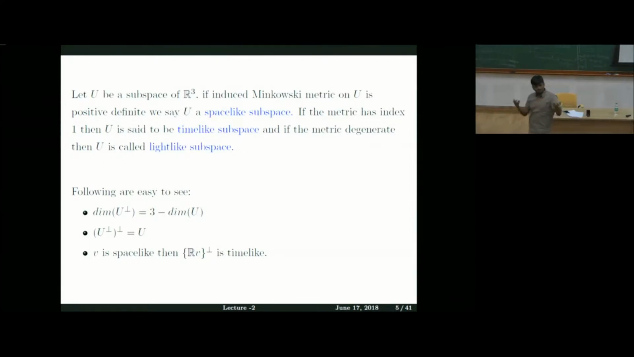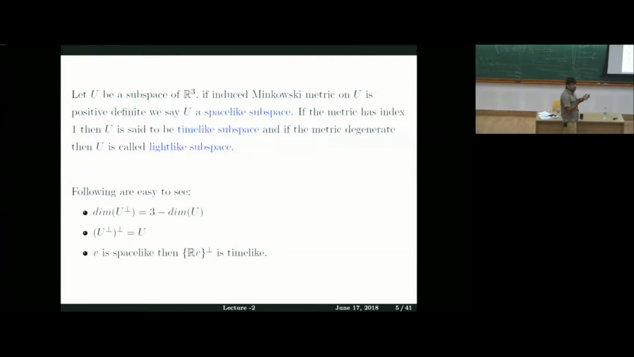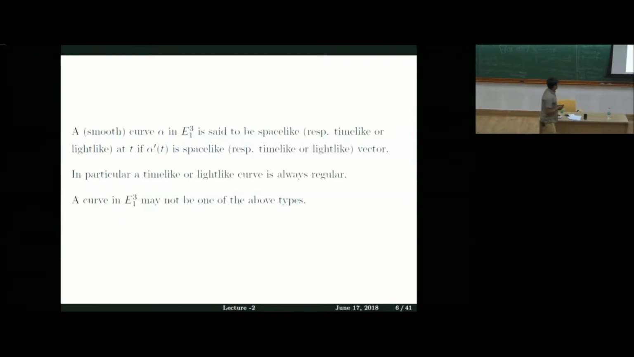So a curve has the same definition, a smooth curve. Alpha is a map from some open interval in R to R^3_1, with components alpha 1 of t, alpha 2 of t, alpha 3 of t, with the same differentiation, alpha 1 prime of t and so on. So this is a smooth curve. We can ask whether the curve is space-like, time-like, or light-like. A curve may not be any of the above types.